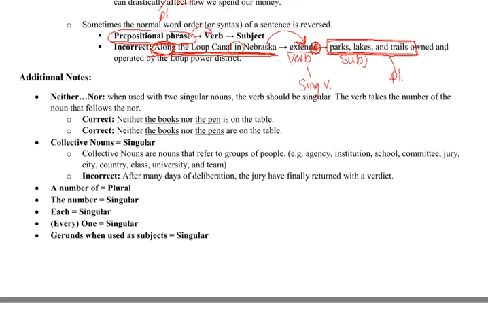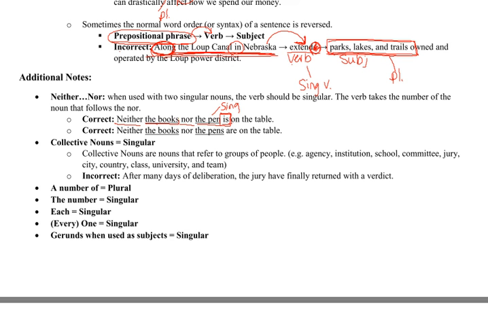Some additional rules you might want to pay attention to. Neither and nor, when they're used with two singular nouns, the verb should be singular. So the verb takes the number of the noun that follows the nor. Neither the books nor the pen. Pen is singular, so the verb should be singular, which it is. The pen is. Neither the books nor the pen is on the table.